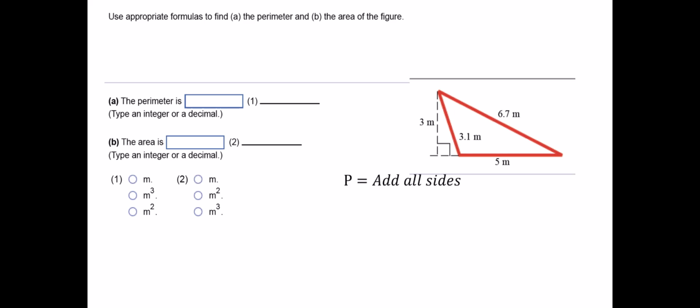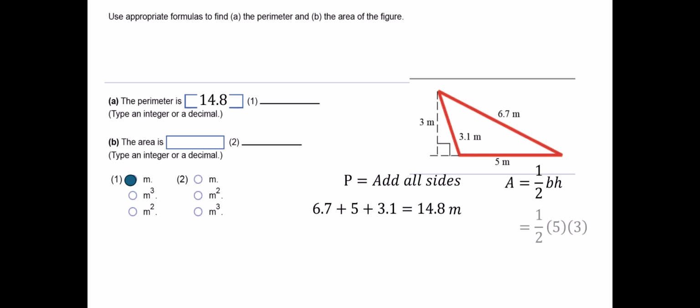Perimeter, we just add all the sides up. 6.7 plus 5 plus 3.1, and that gives us 14.8 meters. And the area, well, the area is 1/2 base times height. So that's 1/2 times 5 times 3. The base is 5, the height is 3. And that ends up being 7.5 meters squared.